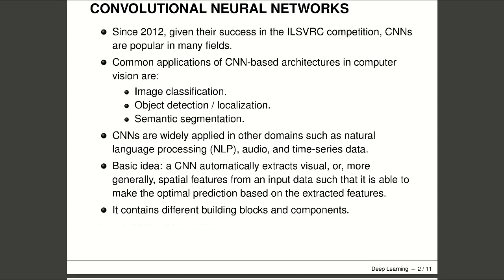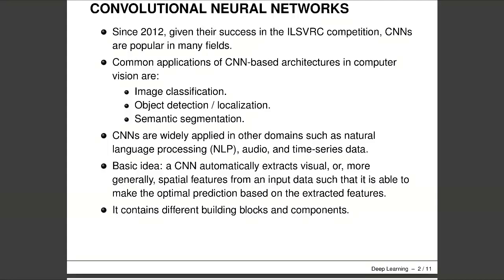CNNs have been around for a long time, but since 2012, after AlexNet won the ImageNet Large Scale Visual Recognition Challenge, they have become very popular in many fields such as computer vision, and we use them for different purposes such as object detection, object classification, and also localization, as well as semantic segmentation.